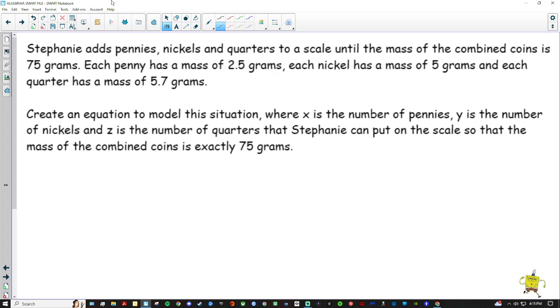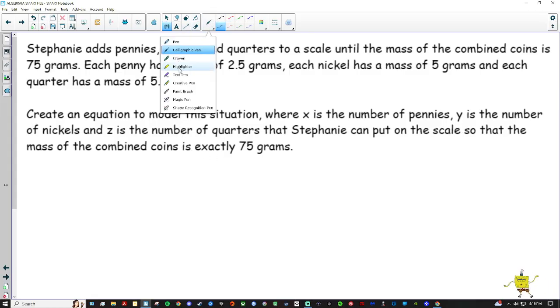So, first problem. Stephanie adds pennies, nickels, and quarters to a scale until the mass of the combined coins is 75 grams. Each penny has a mass of 2.5 grams, each nickel has a mass of 5 grams, and each quarter has a mass of 5.7 grams. Create an equation to model this situation where X is pennies, Y is nickels, and Z is the number of quarters that Stephanie can put on the scale so that the mass of the combined coins is exactly 75 grams.